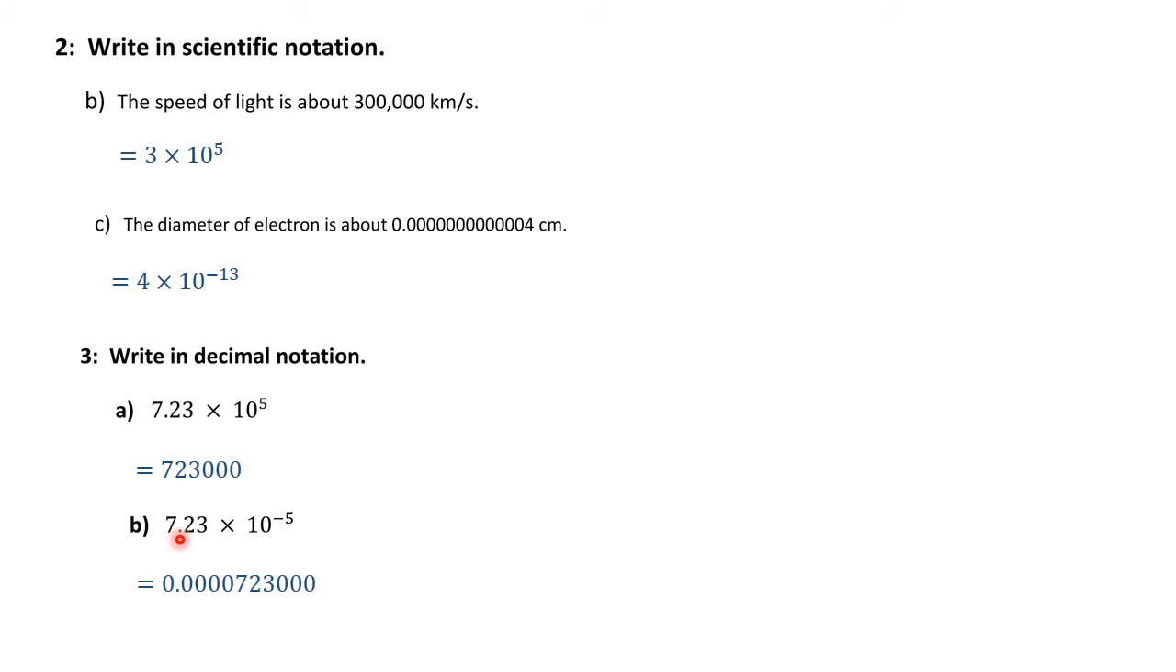Part B, 7.23 times 10 to the power minus 5. Move point 5 places to left. So when we move it, 1, 2, 3, 4, 5. You'll get 0.0000723000.